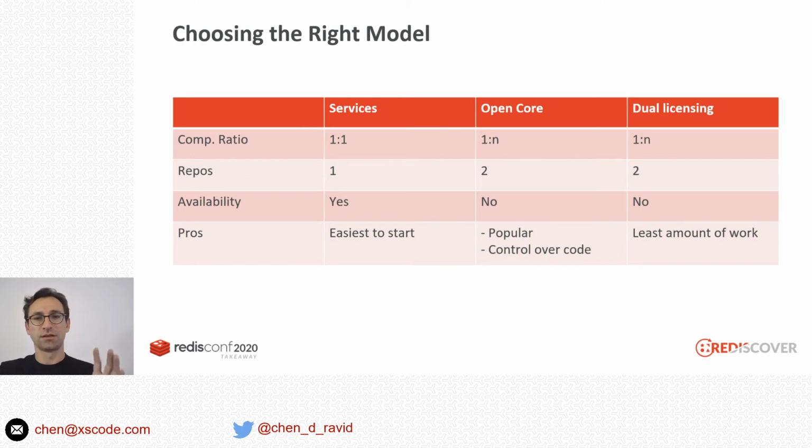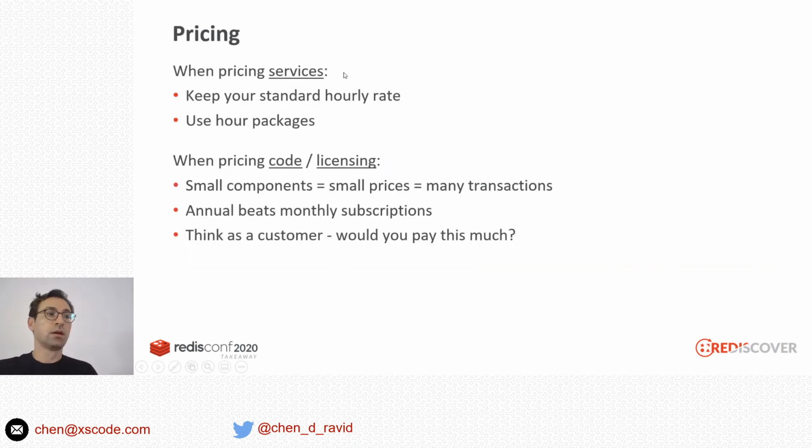So the three models can work together. You can offer services and dual licensing, or services and open core. They work together great, so you don't need to pick just one. Pick the ones that work for you.